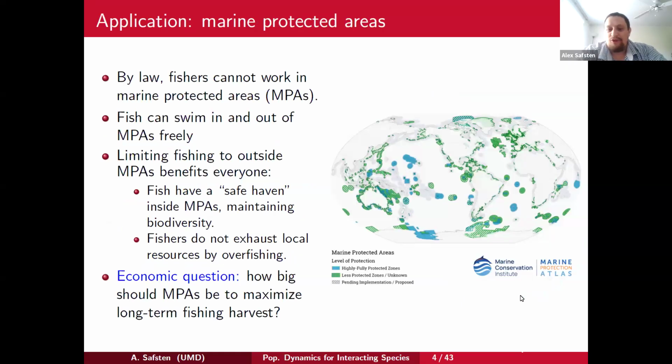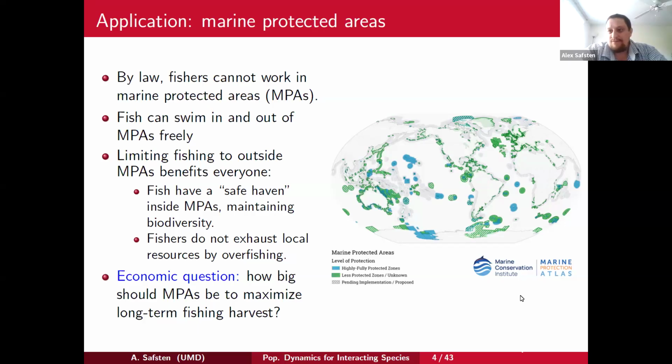So this has some real world application. For one, there are these internationally recognized areas in the ocean called marine protected areas, or MPAs. And the fish can swim in and out of MPAs freely. But fishermen cannot fish in MPAs. It is illegal. And having these MPAs benefits everyone.